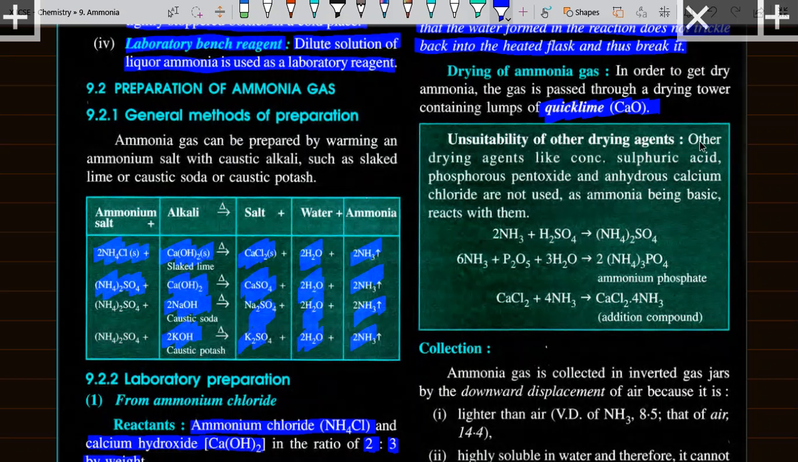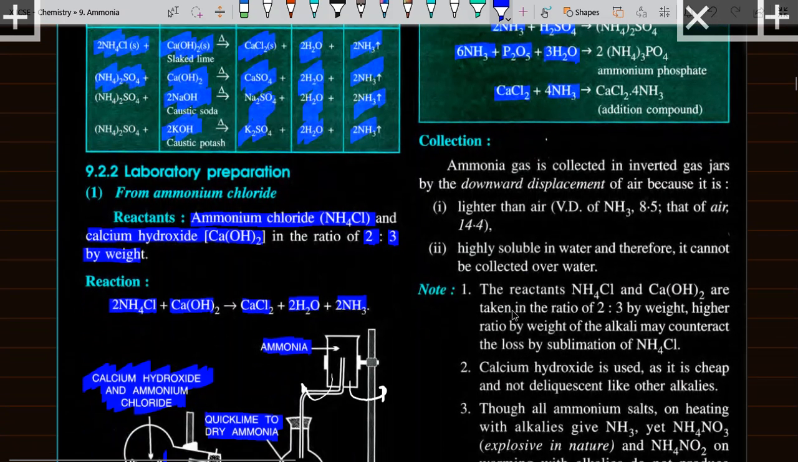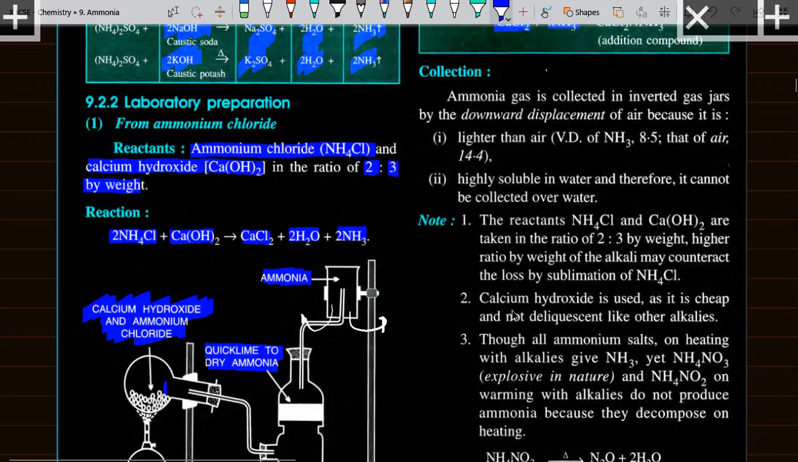Unsuitability of other drying agents. Other drying agents like concentrated sulfuric acid, phosphorus pentoxide, anhydrous calcium chloride are not used as ammonia, being basic, reacts with them. So ammonia reacts with sulfuric acid, ammonia reacts with phosphorus pentoxide and also calcium chloride. So they are not used. Only quicklime is used as drying agent.